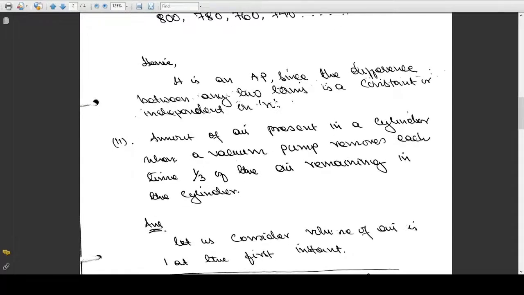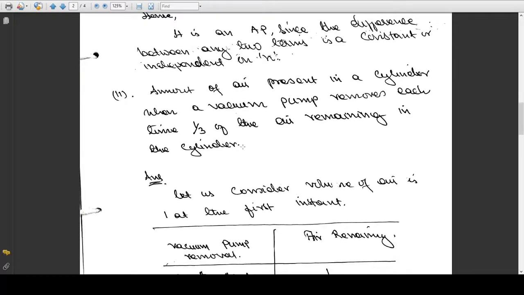Next we have number 2: the amount of air present in a cylinder when a vacuum pump removes, each time, 1/3 of the air remaining in the cylinder. That means air is present in the cylinder, and each time the vacuum pump removes 1/3 of the air remaining in the cylinder. What is the function of a vacuum pump? It sucks the air. When it sucks, each time 1/3 of the air is removed from the cylinder.